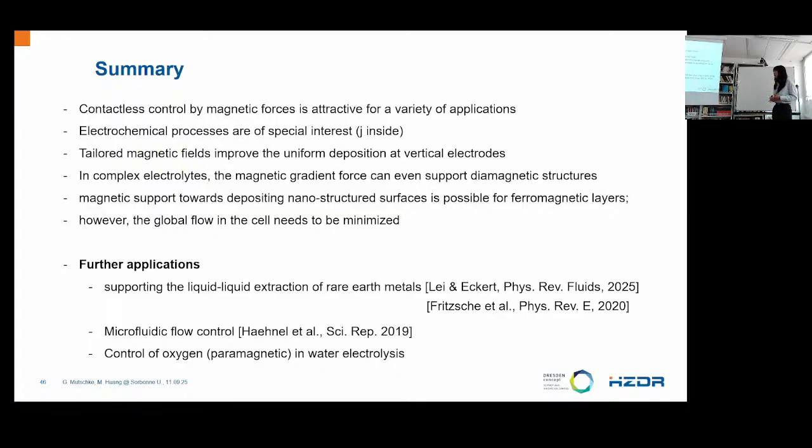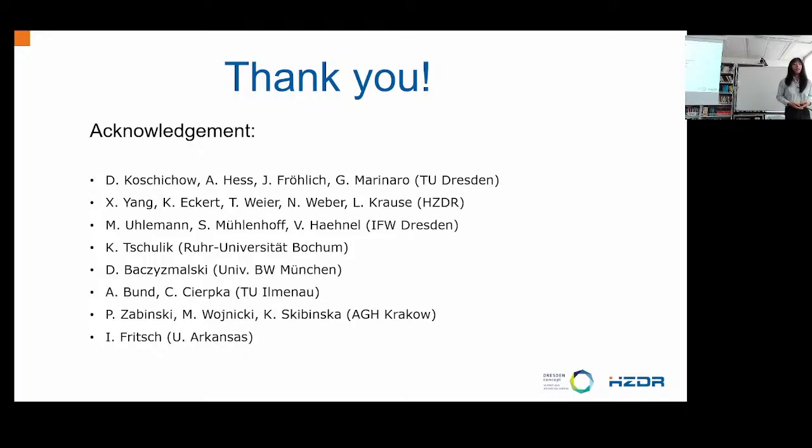And a topic that I personally find very fascinating is controlling the oxygen in water electrolysis, because oxygen is produced at the anode, and it is a paramagnetic material, so it will react to the magnetic field directly. I have been working on this a little bit and see that the magnetic gradient force can actually change the dissolved oxygen distribution a lot, and this might have an effect on the oxygen bubbles and so on. So I want to thank you very much and look forward to comments and questions.